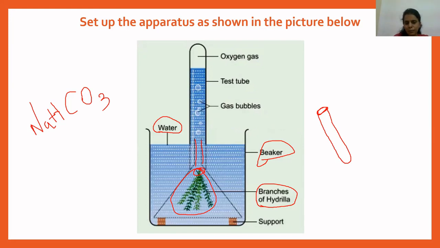So while performing this experiment, this water will have some amount of CO2 dissolved in it, but later on, because you have to perform this experiment for at least 5 to 10 minutes, for such a long time, a sufficient amount of CO2 won't be available in this water. Hence, we are adding sodium bicarbonate or potassium bicarbonate so that this plant will have a sufficient amount of carbon dioxide for the process of photosynthesis.